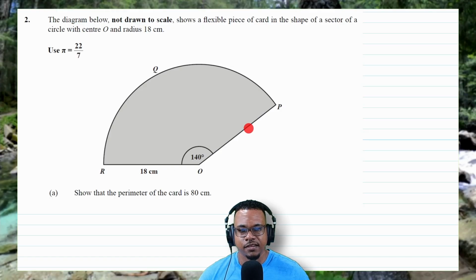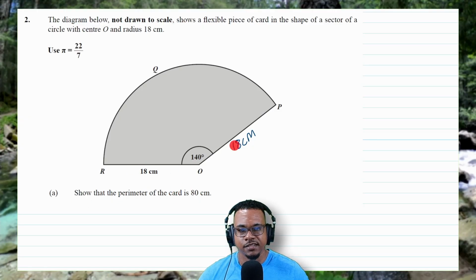So if here's 18, then here's also 18, because R to O is the radius, and O to P will also be the radius. So here will be 18 centimeters. They're telling us that the center is O, which I already said, and the radius is 18. They want us to use pi as 22/7, and they want to show that the perimeter of this card is equal to 80.